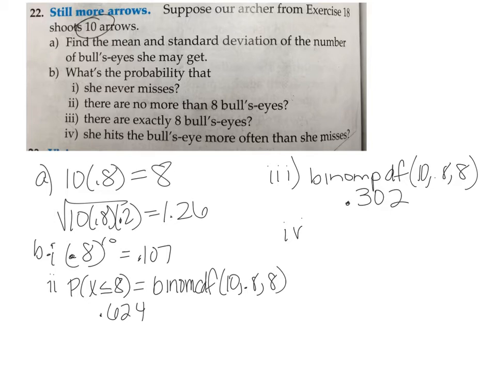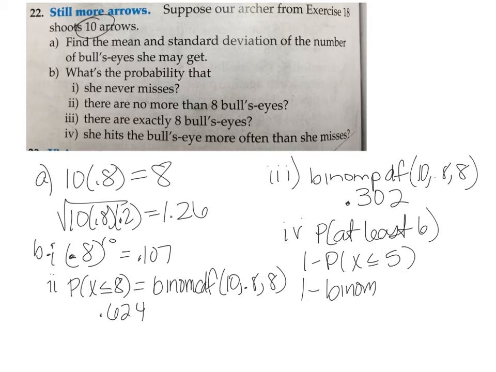And what's the problem? She hits the bullseye more often than she misses. So that means she's making at least 6. What's the probability of at least 6 bullseyes? So that's 1 minus the probability of less than or equal to 5, which is 1 minus binom CDF 10, comma, 0.8, comma, 5. And that's 0.967. Okay.